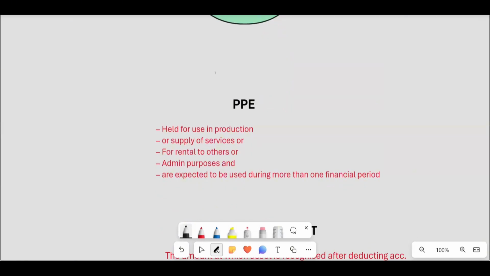PPE is held for use in production or in supply of services, or for rental to others, or for admin purposes, and is expected to be used during more than one financial period. So basically, PPE deals with non-current assets, and we know that non-current assets must be held within the company for at least 12 months. So if it doesn't meet the criteria of either of these, it doesn't form part of IS 16, which is PPE.